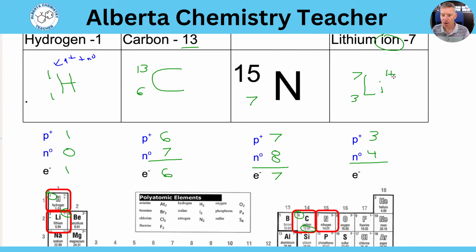Anytime something is positive, you have to subtract electrons. Okay? To make something positive, you're not actually adding positives. You can't change the protons. You can just have electrons come and go. So we're going to lose 1. And that makes it positive.